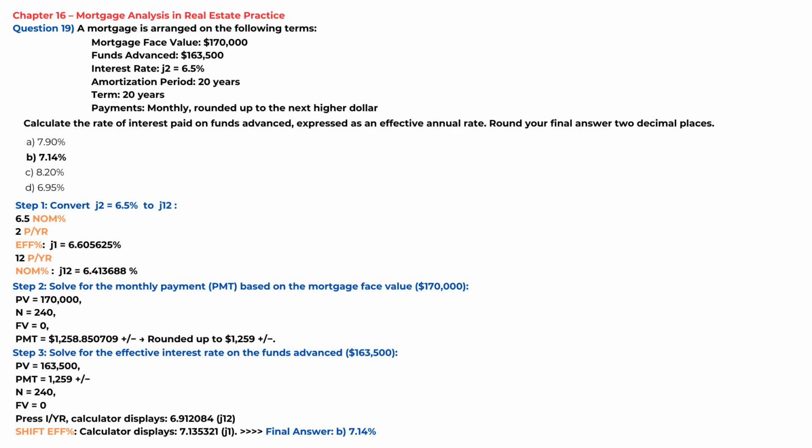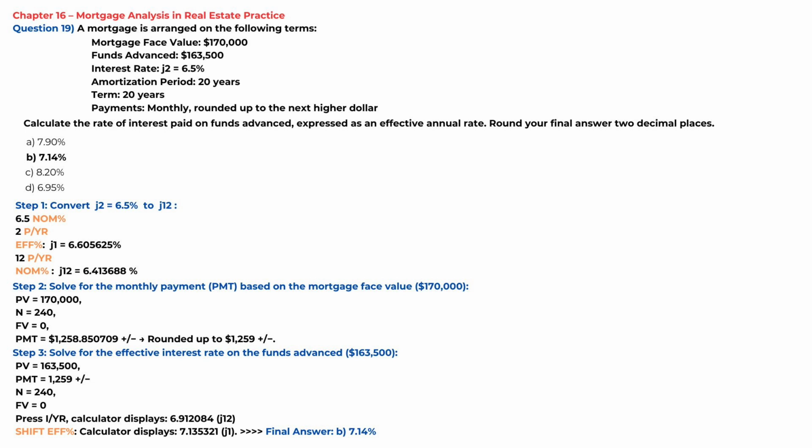Question 19. A mortgage is arranged on the following terms. Mortgage face value, $170,000. Funds advanced, $163,500. Interest rate J2 equals 6.5%. Amortization period 20 years. Term 20 years. Payments monthly, rounded up to the next higher dollar. Calculate the rate of interest paid on funds advanced, expressed as an effective annual rate. Round your final answer to 2 decimal places.